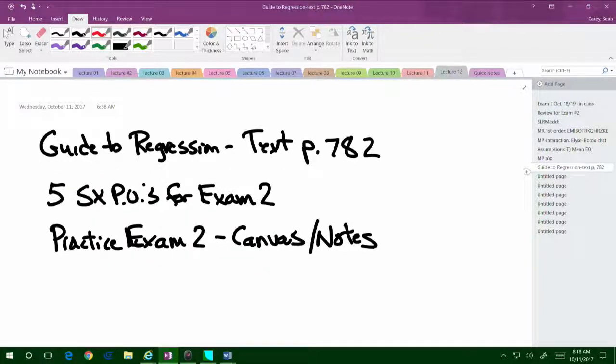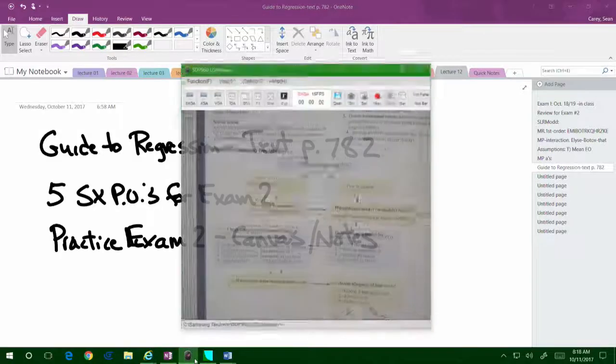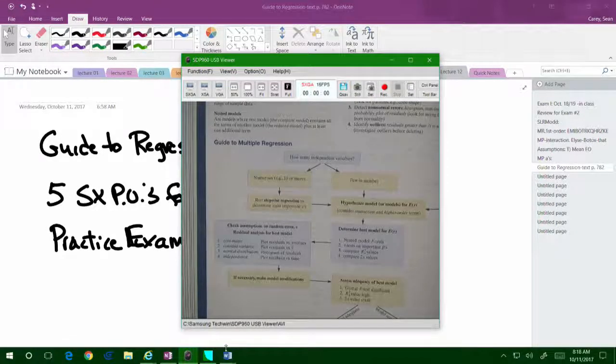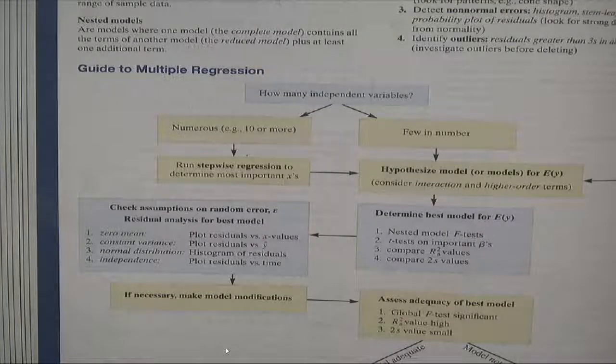There's a guide to regression. I pointed this out to you actually maybe last lecture or the lecture before. And it's in the textbook, on page 782. Let's take a look at it. It's a nice flow chart that I think will give you a really good overview of what regression is all about.